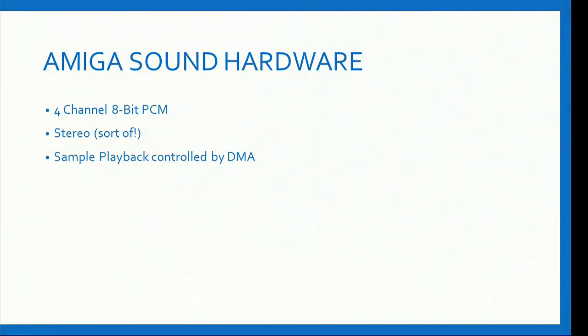So first of all, obviously it's on the Amiga, which is the best computer ever made. The Amiga sound hardware's got 4 channels of 8-bit PCM, digital. Stereo sort of, in the sense that 2 channels are on the left and 2 channels on the right. Single most pointless thing they ever did. Sample playback is also controlled by the DMA, which means that you load up with the CPU the sample you want to play, and the DMA takes over. So it means that it's all nice and quick.